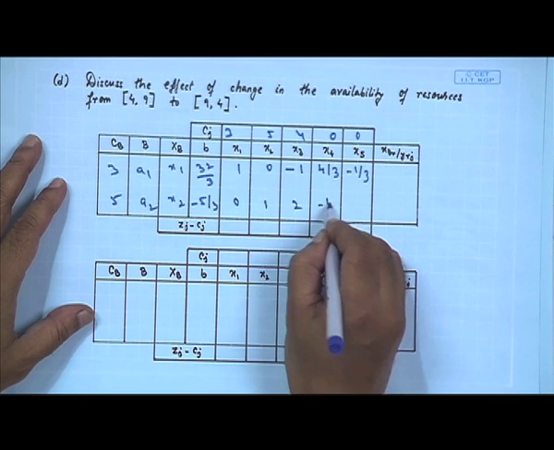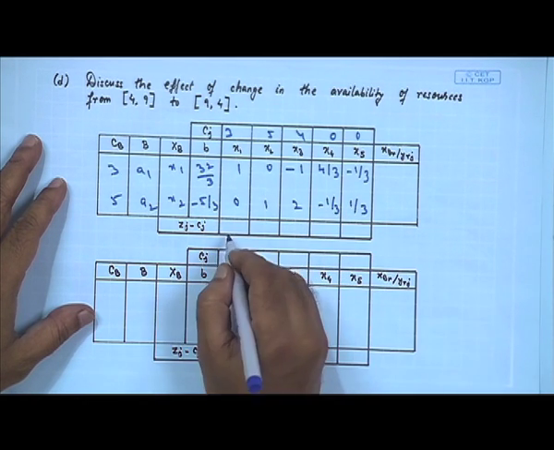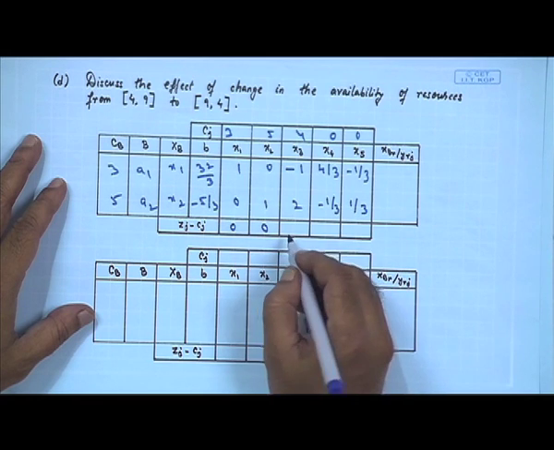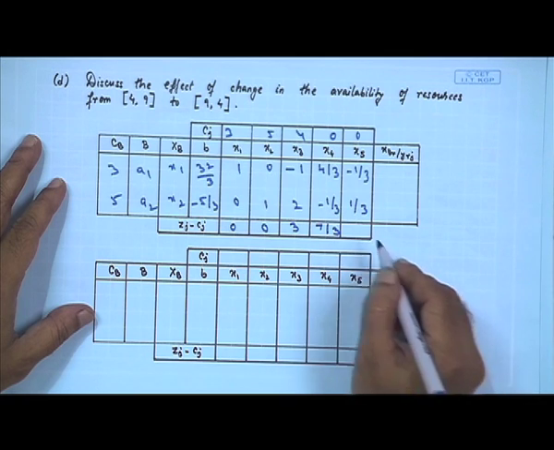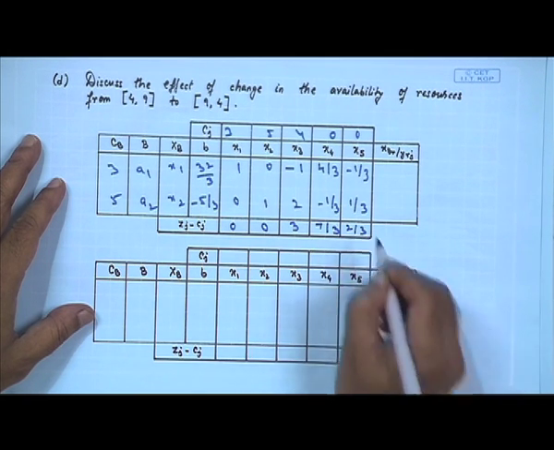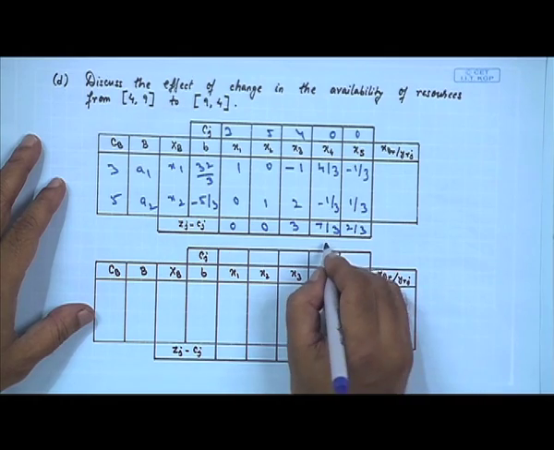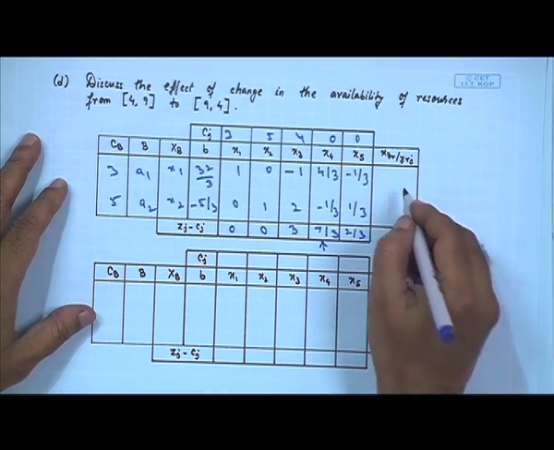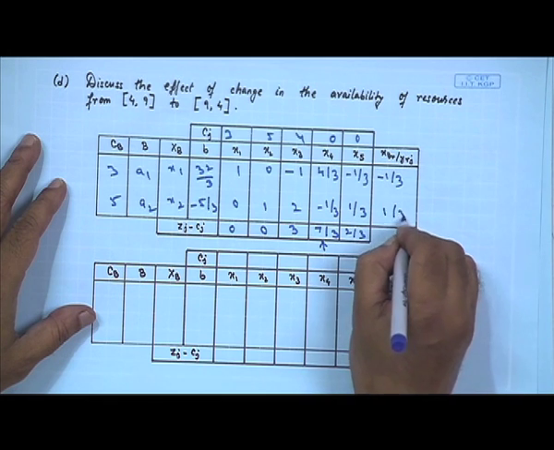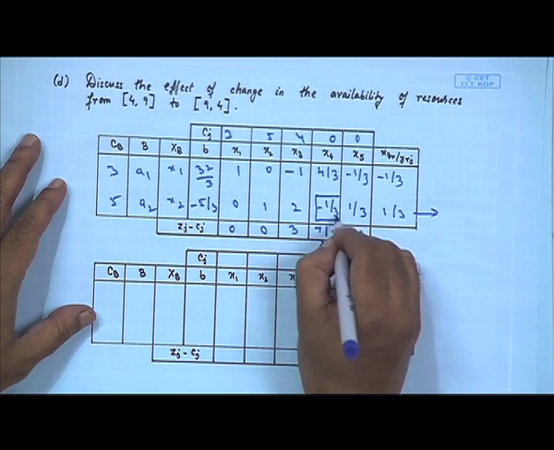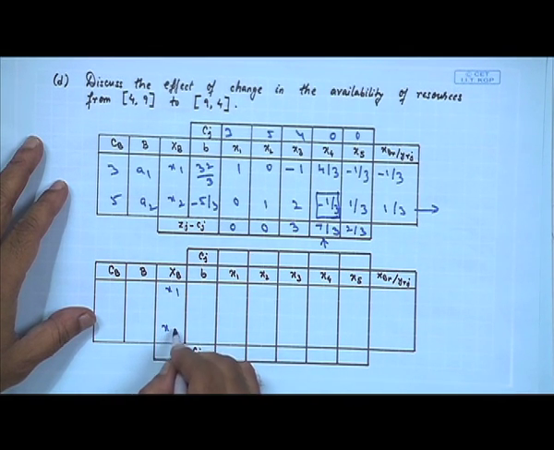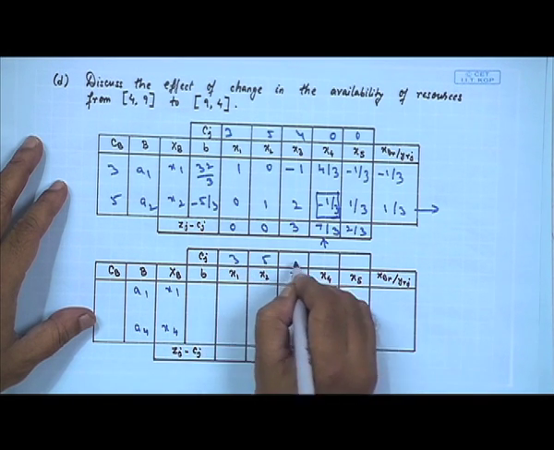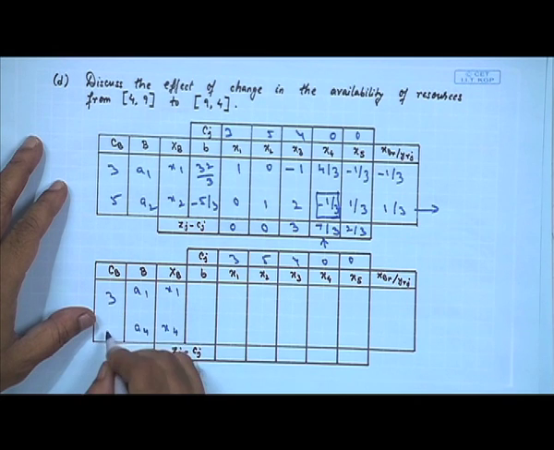0 1 2, minus 1/3, 1/3. Zj minus Cj values 0 0 0 0 0 3, 7 by 3 and 2 by 3. Here I have to take this one, minus 1/3, and this will be 1/3. So, this is the outgoing vector, therefore this is your pivot element. So, in the next table your x1 will come, x4 will come. It is 3 5 4 0 0, this is 3 and 0.